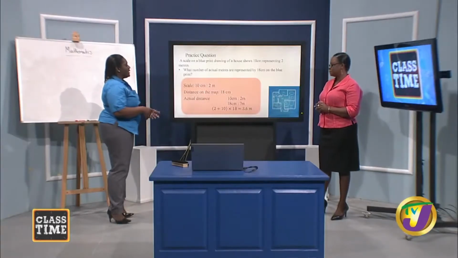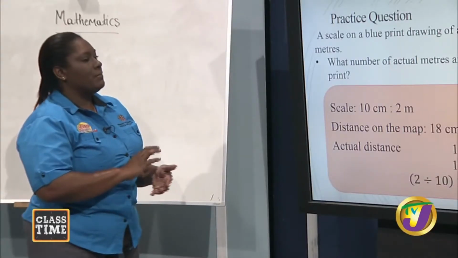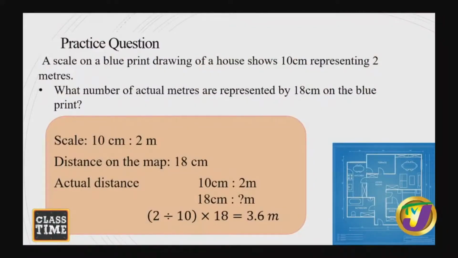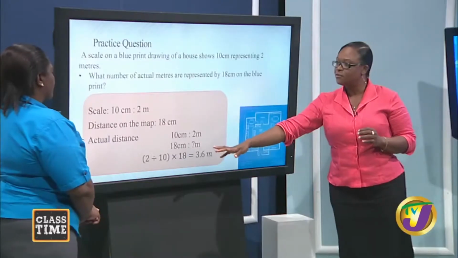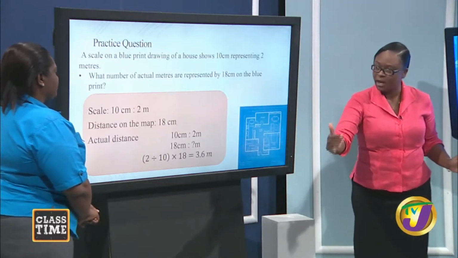That's why we divide 2 by 10, then divide by 10, multiplied by 18. And of course, when that computation is completed, we now see that if you have 18 centimeters on the map, it means that it has a value of 3.6 meters in real distance in the real world.